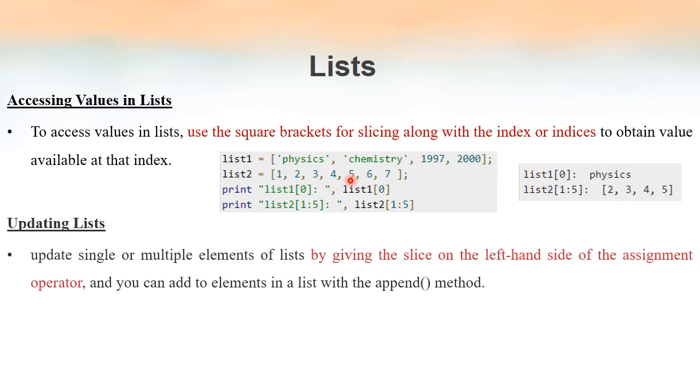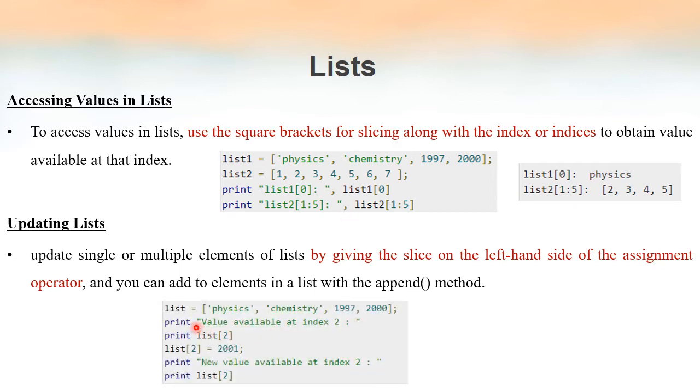Now we will see how to update the elements in a list. For updating also we have to make use of the square brackets and the index number. We will see one example. Here we have the same list, and the name of the list is list, and it has some elements: physics, chemistry, 997 and 2000.